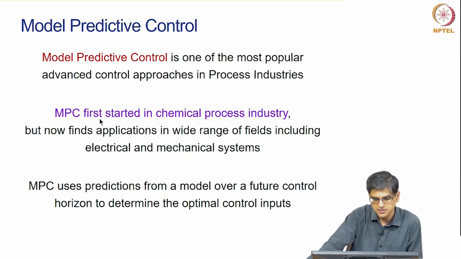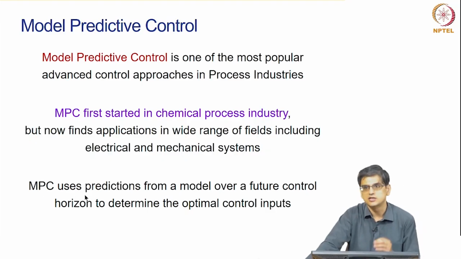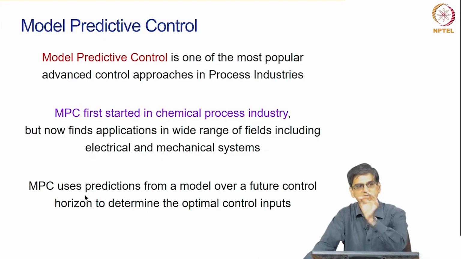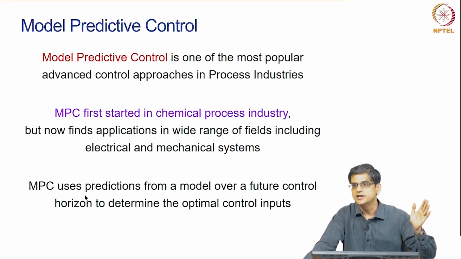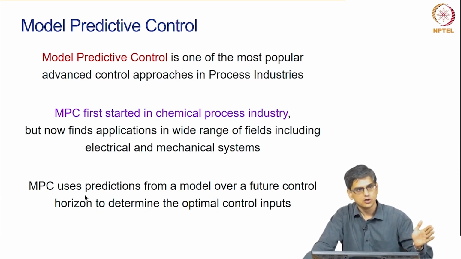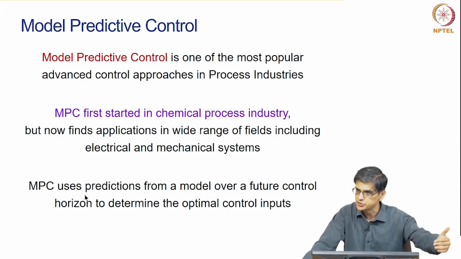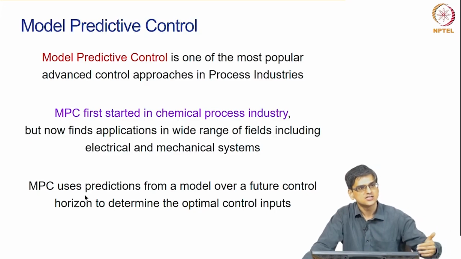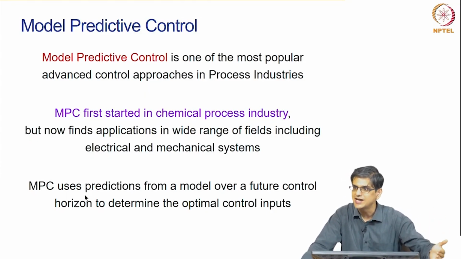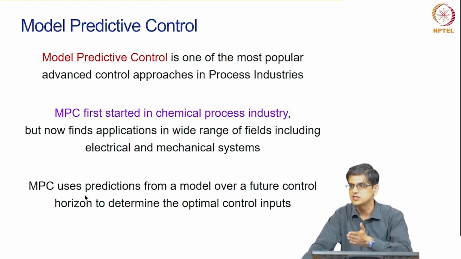It was first started in the process chemical industry, and the main thing about MPC is the term model predictive control. All these three terms are quite important. It uses a model to predict the behavior in the future. Control strategies such as PID control do not do that. MPC does this. It uses a model to predict the behavior in the future, and based on that it determines what would be the best control actions.